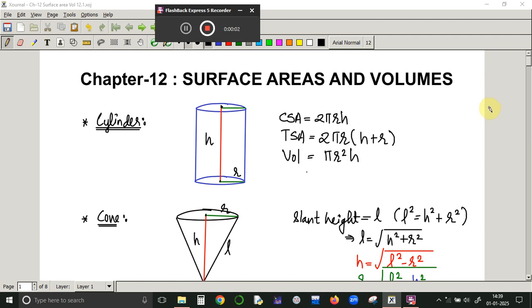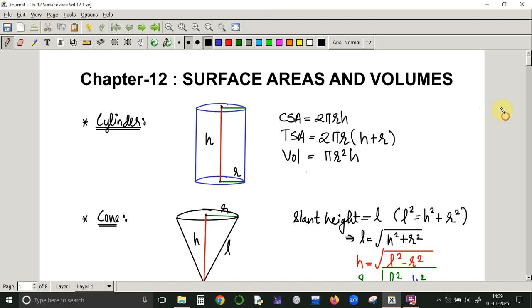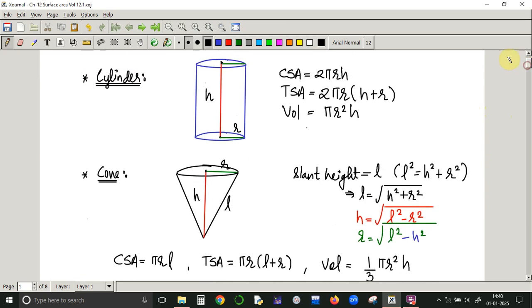Hello students, in this video we are going to solve chapter 12 surface area and volume for grade 10 CBSE board. Chapter 12 surface area and volume. So these are the 3D objects we have to study in this chapter. Cylinder. These are the required formulas that we need in this chapter.